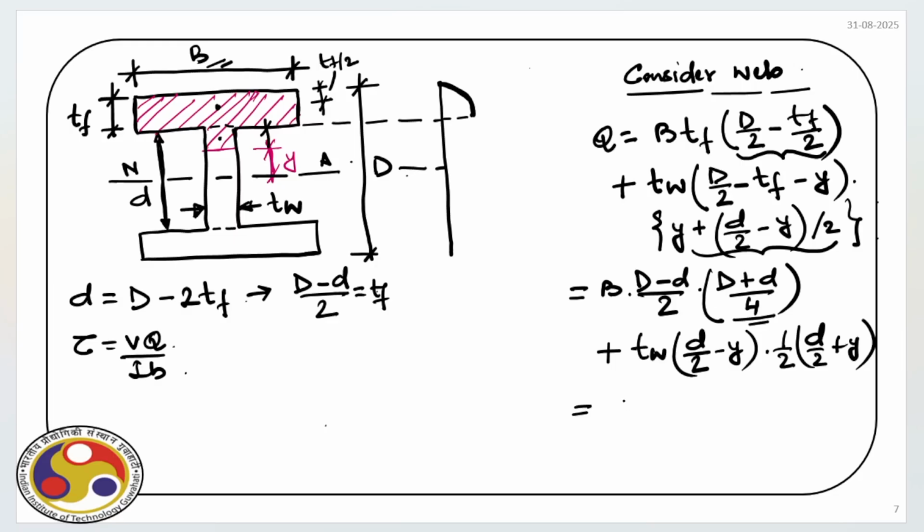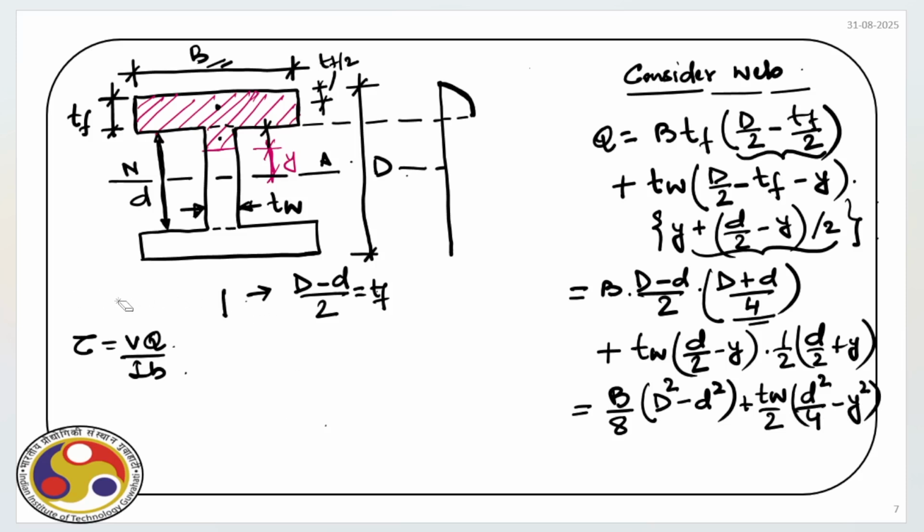So what we have is b by 8 times D square minus small d square plus tw by 2, and within the bracket we have d square by 4 minus y square. Okay, so we have the most critical part Q, and then we can see the variation, right?